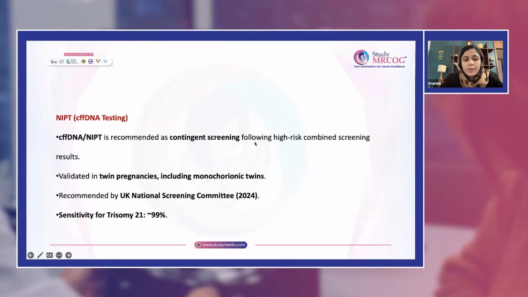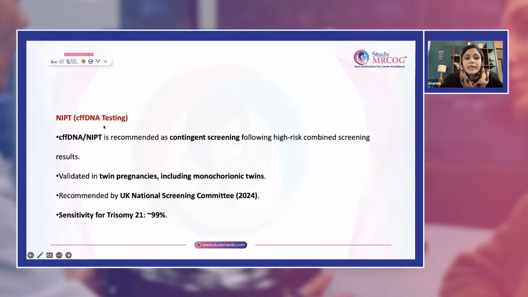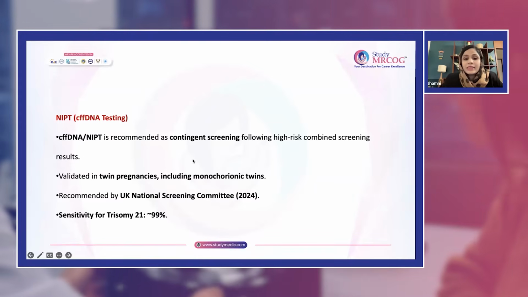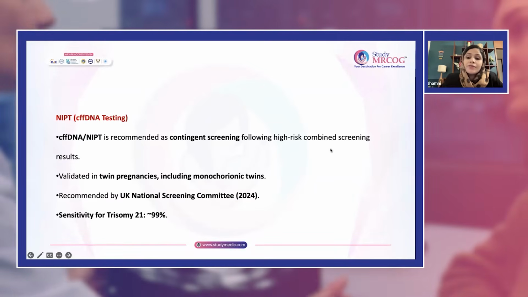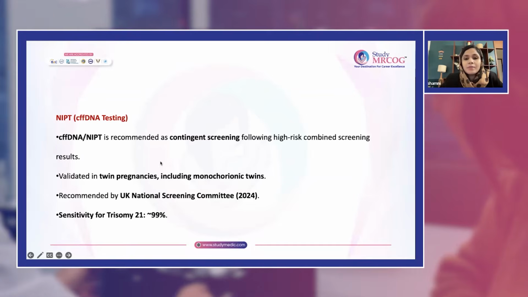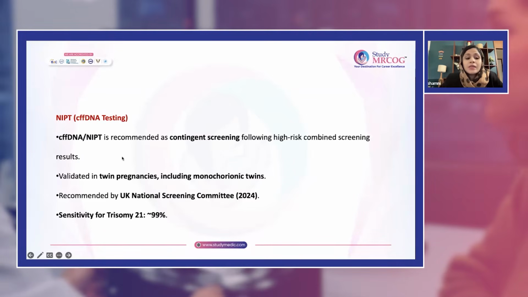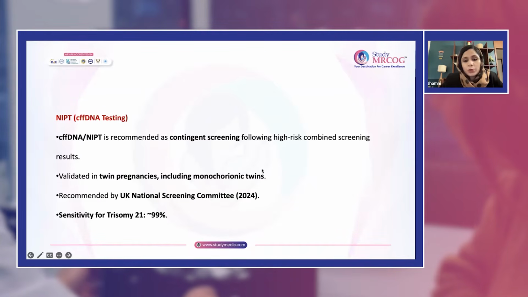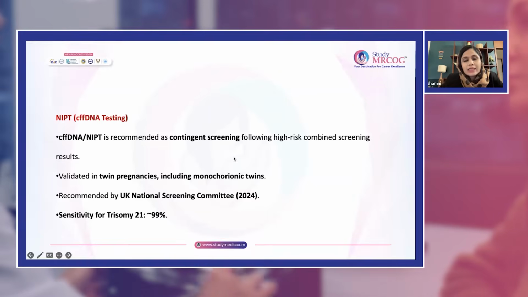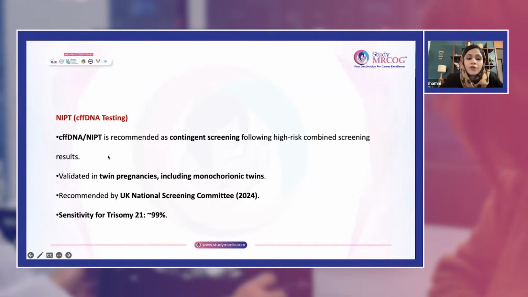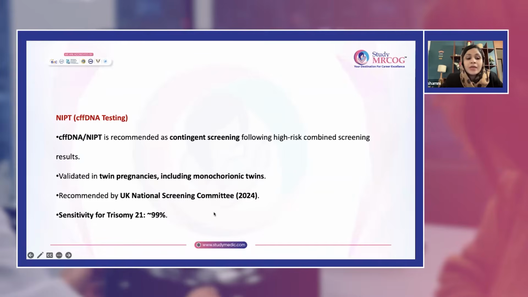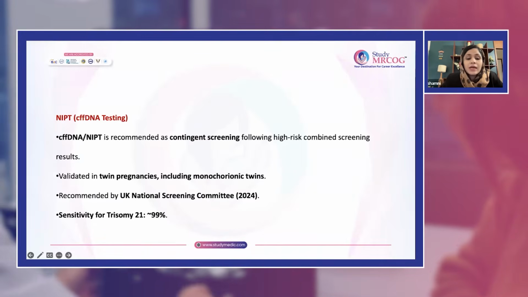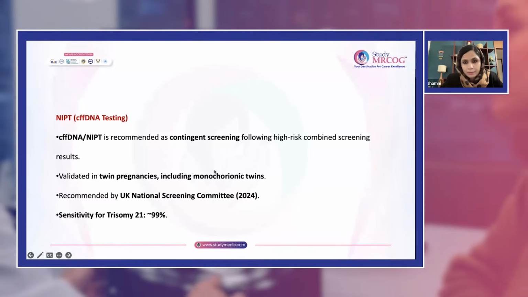This is an update in the new guideline regarding NIPT or cell-free fetal DNA testing. It is recommended as a screening method for high risk, if the combined screening becomes positive. That means in twin pregnancies, including monochorionic pregnancies, if the combined screening shows high risk, we are going to offer NIPT or cell-free fetal DNA. It is the latest recommendation. In 2024, they made this recommendation, and sensitivity for trisomy is around 99%.